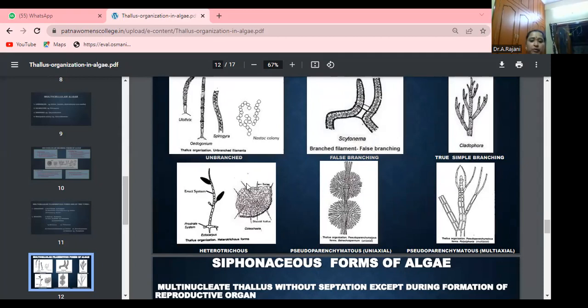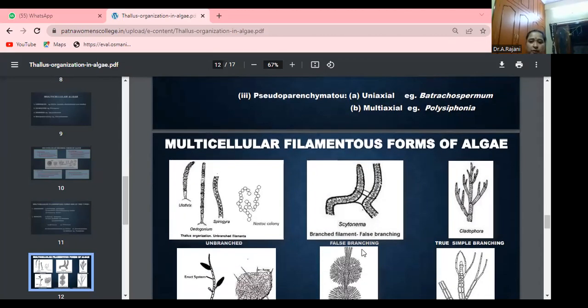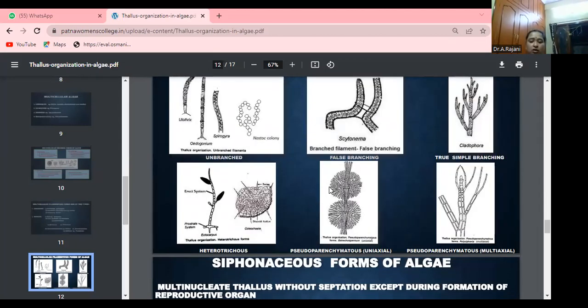See, these needle-like structures are there, you can observe. And the pseudoparenchymatous form is like this. This one is pseudoparenchymatous. See, this structure, for example, Batrachospermum. And the last one, pseudoparenchymatous, multiaxial. This one is a Rhodophyceae member. You can study it already in first year. That is called Polysiphonia. Siphon means tube-like structure.